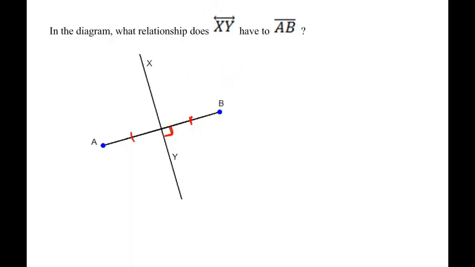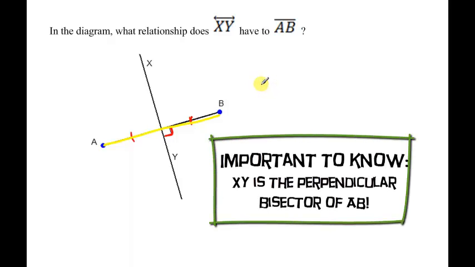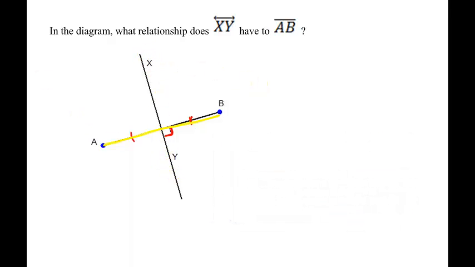Now it's important to understand that AB is the victim here. In other words, XY is the line that cut through it and chopped it into two equal parts at a right angle. So that means that XY is the perpendicular bisector of AB. XY is the important line here. It's the one that did the cutting.